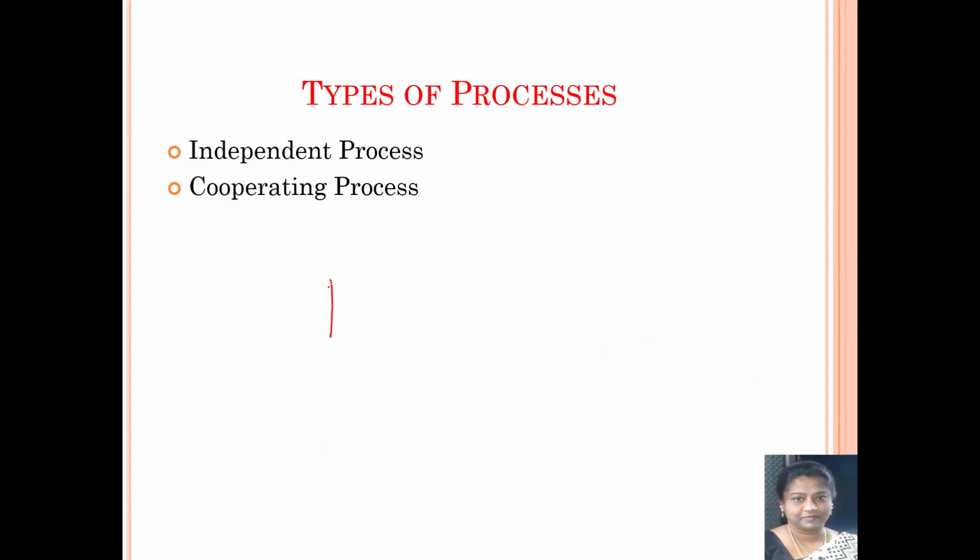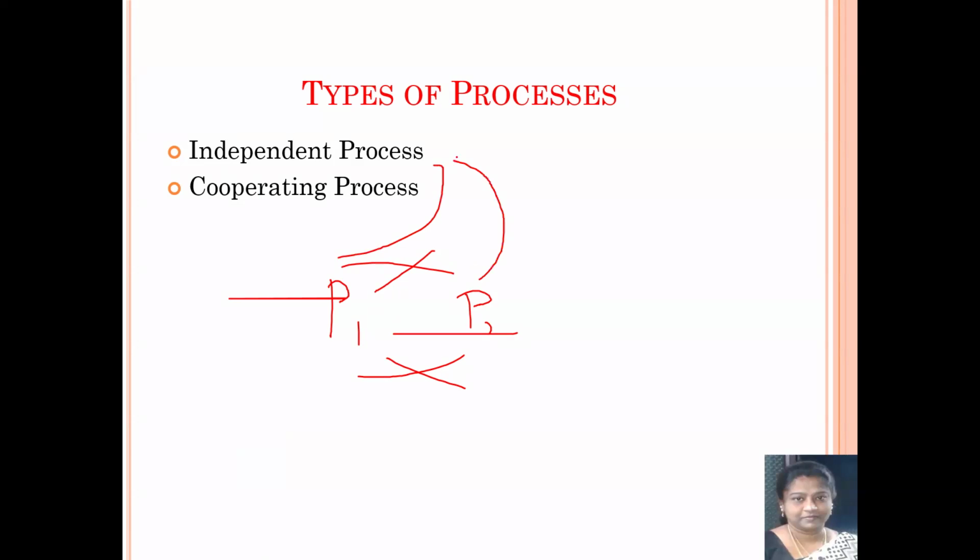Say, for example, I have two processes, P1 and P2. Now, if P1's execution does not affect the execution of P2, and similarly, if P2's execution does not affect the execution of P1, then I can call P1 and P2 independent processes.